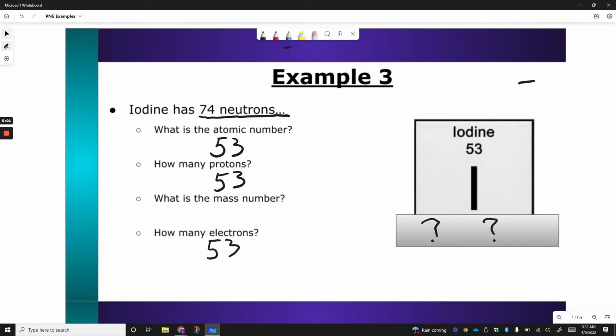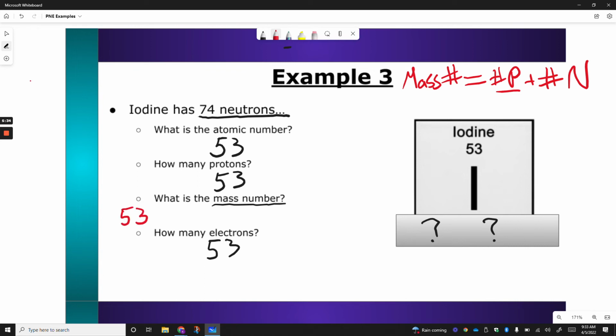Now we have to figure out the mass number. Okay? So figuring this out, it's not quite the same equation, but it's very related. So if you remember in our notes, we mentioned that our mass number is equal to our number of protons plus our number of neutrons. And I have both of those numbers. So my number of protons, right, is 53. And then again, it told me up here in the question that iodine has 74 neutrons.